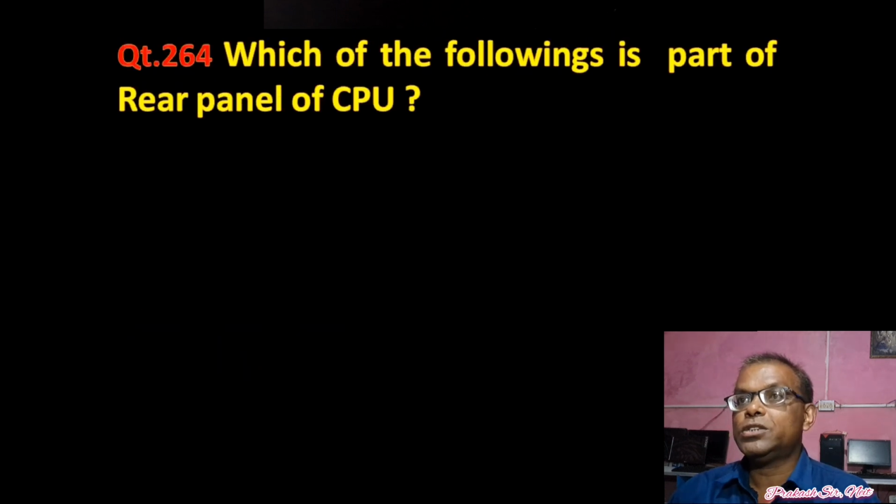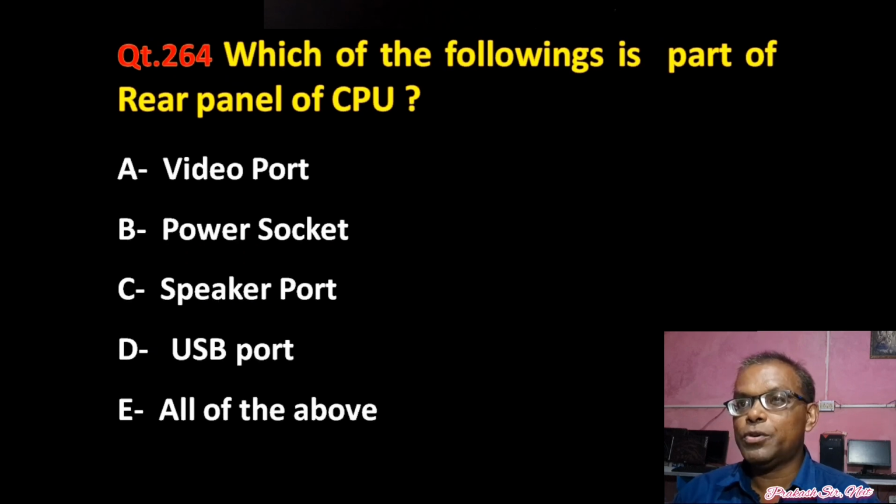Question number 264: Which of the following is a part of the rear panel of a CPU? Now check video port, power socket, speaker port, USB port, and all of the above. The correct answer is all of the above, because video port, power socket, speaker port and USB port are all available on the rear panel, or back side, of the CPU.